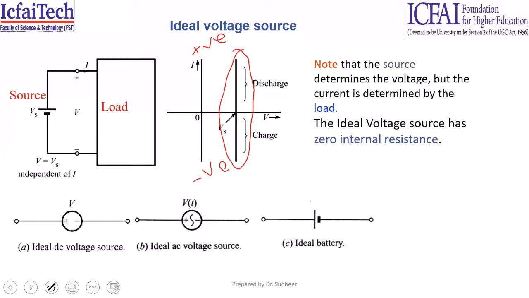So an ideal voltage source is the one which will give whatever current you want to be supplied to the load at a constant voltage. It can be represented for a DC voltage source with plus and minus, and V indicates the voltage across the two points A and B. If it is an ideal AC voltage source, we will have a sinusoidal symbol in between plus and minus, and it is represented by V of t. If it is a battery, it is represented as a battery symbol with plus and minus.